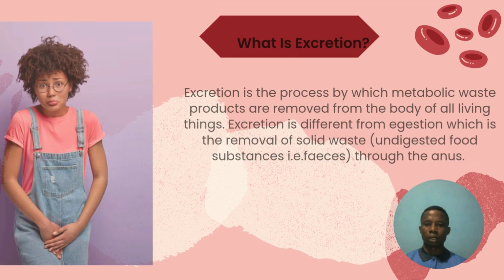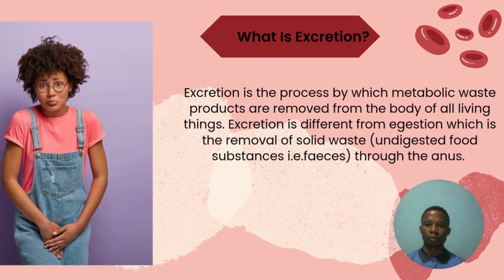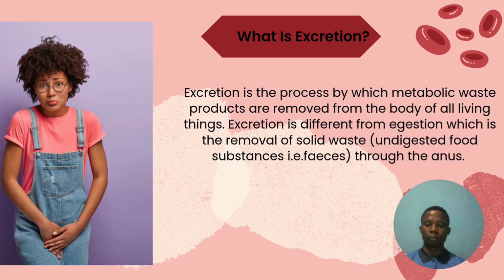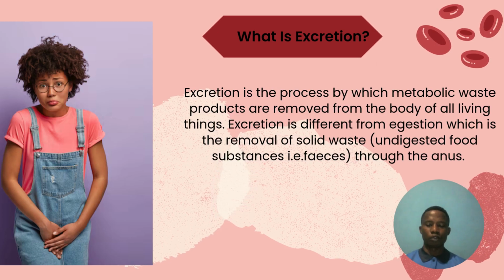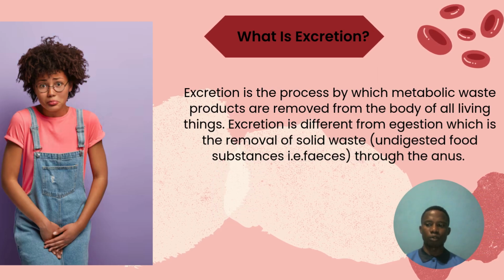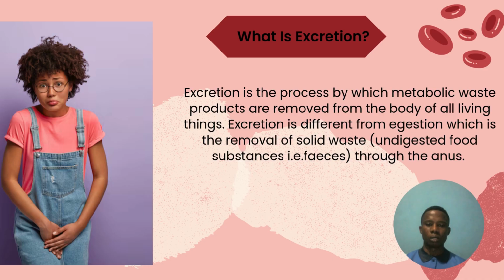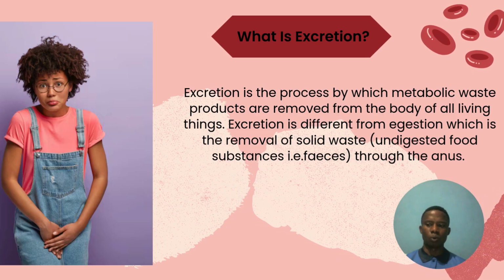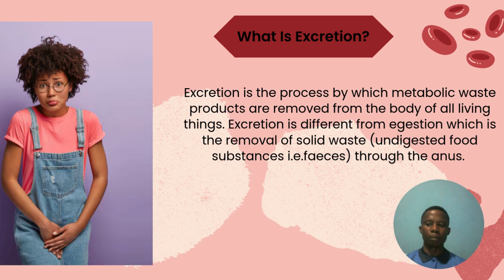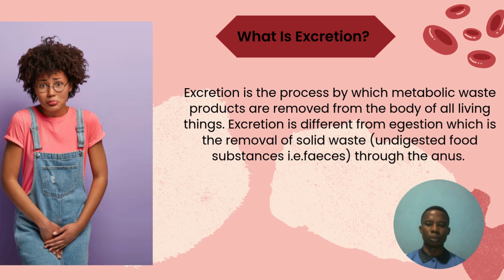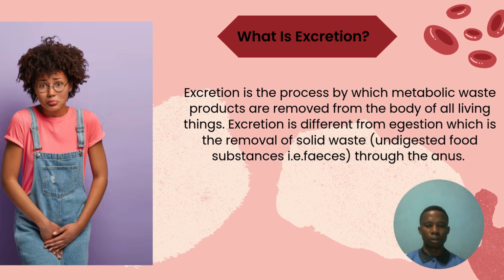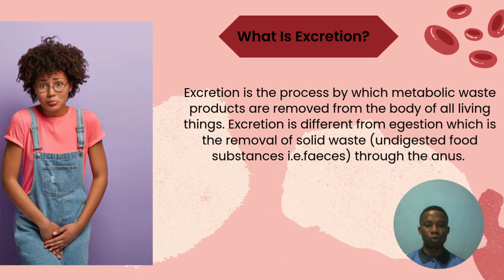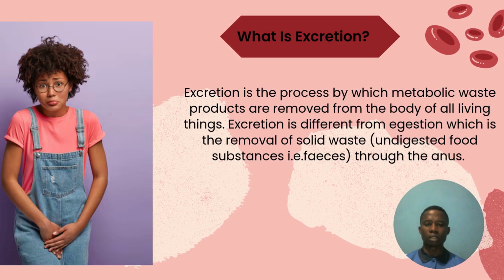Now, let's look at the meaning of excretion. What is excretion? Excretion refers to the removal of metabolic waste products such as urine, sweat, and carbon dioxide, which are produced by body metabolic processes. Or you can define excretion as the removal of waste products of metabolism as a result of the chemical activities of the body cells.